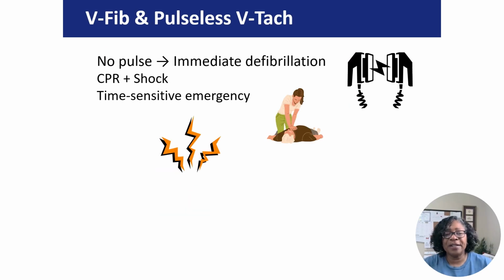Now, with your ventricular fibrillation, the patient doesn't have a pulse. So if they don't have a pulse, then nothing's being perfused. And if nothing's being perfused, you're going to need immediate defibrillation. It's time sensitive, no perfusion, the organs are not getting any blood, no oxygen. So immediate defibrillation.